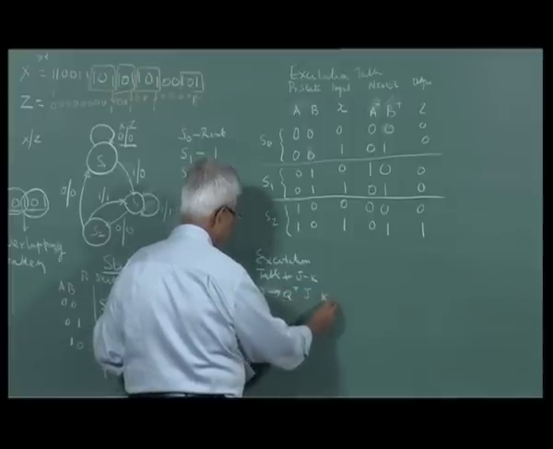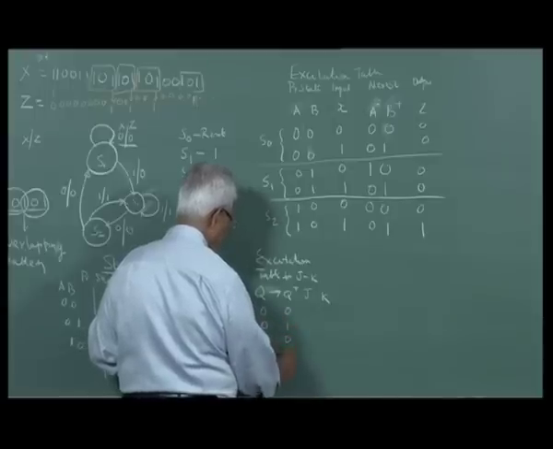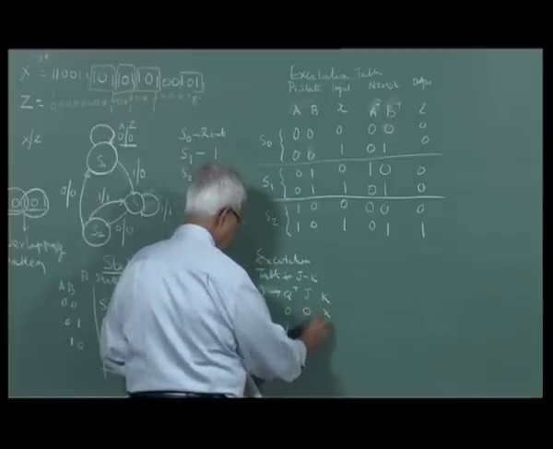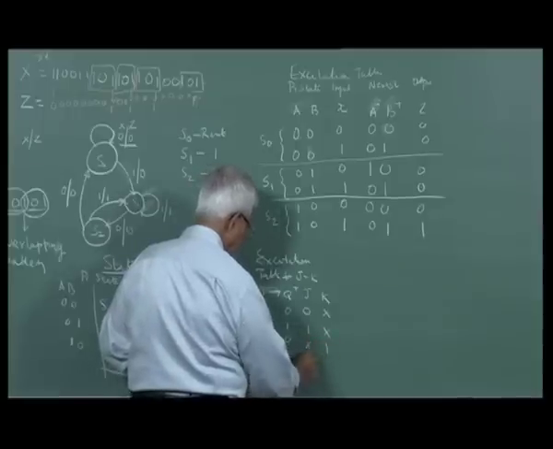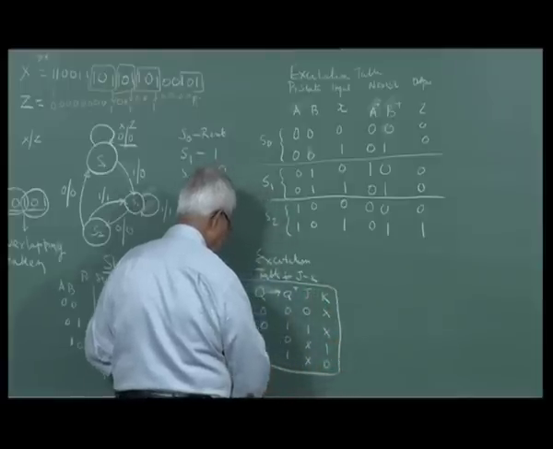What is J, what is K? 0 to 0, 0 to 1, 1 to 0, 1 to 1. It is 0 don't care, 1 don't care, 1 don't care, 0 don't care. Without this you cannot proceed further in this problem if I am using JK.